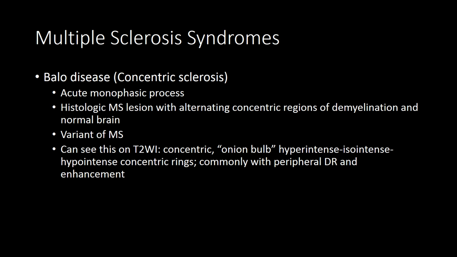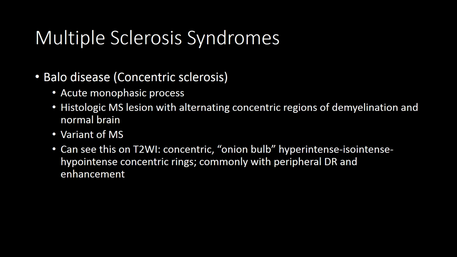Next, we will talk about multiple sclerosis syndromes. First, we will talk about Baló disease, otherwise known as concentric sclerosis. This is an acute monophasic process. Histologically, what you see is alternating concentric regions of demyelination in normal brain.